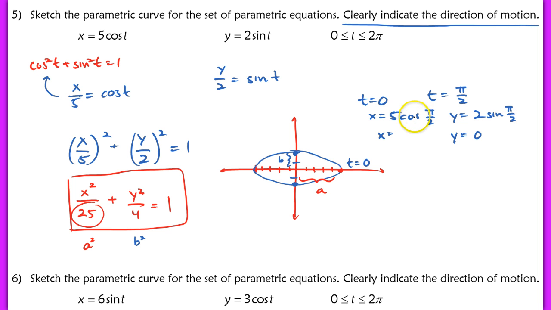well, the cosine of pi over 2 is 0, so I have 5 times 0, so I have 0 here. And 2 times the sine of pi over 2, which is 1, gives me 2. So I now have the coordinate 0, 2. So that gives me this point here. So when time is equal to pi over 2, I'm at 0, 2. So as you can see, the direction of motion here is counterclockwise. So I'm just going to indicate that here with some arrows.